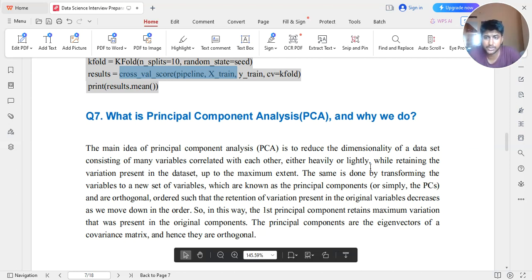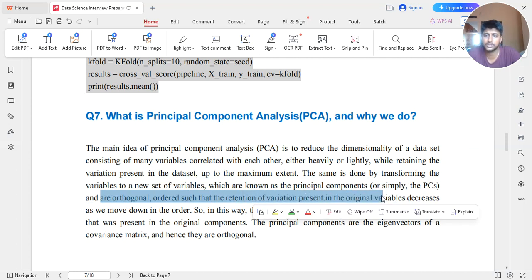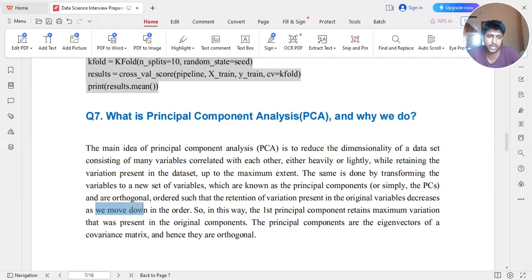The same is done by transforming to a new set of variables, which are known as principal components, or simply PCs, and are orthogonal and ordered such that the retention of variation present in the original variables decreases as we move down the order. In this way, the first principal component retains the maximum variation present in the original variables. The principal components are eigenvectors of a covariance matrix, hence they are orthogonal.